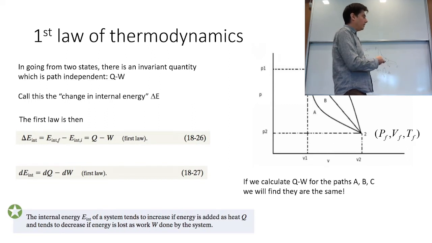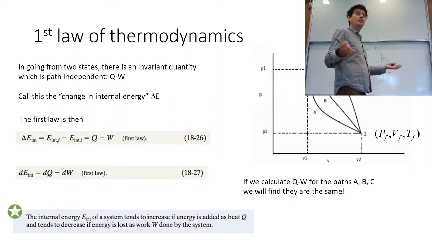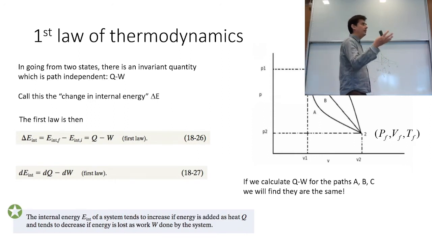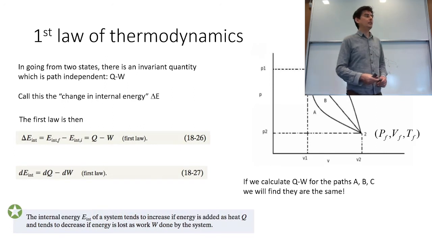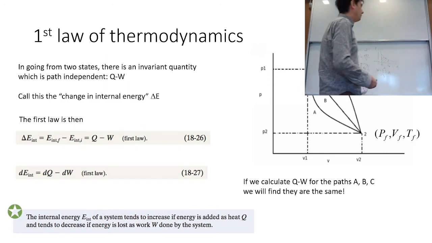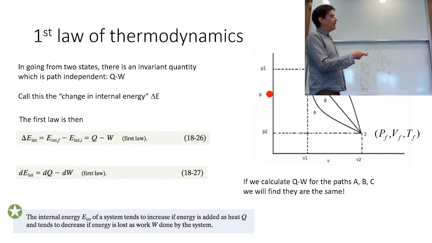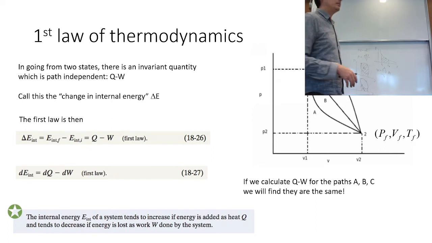So all these things will, in general, be different numbers. But then if you do Q minus W, you just get the same number for all these things. So this is a pretty amazing fact. Well, it's already amazing that you can describe the gas just by a couple of these parameters, and somehow the rest of the things don't really matter. That's already amazing.